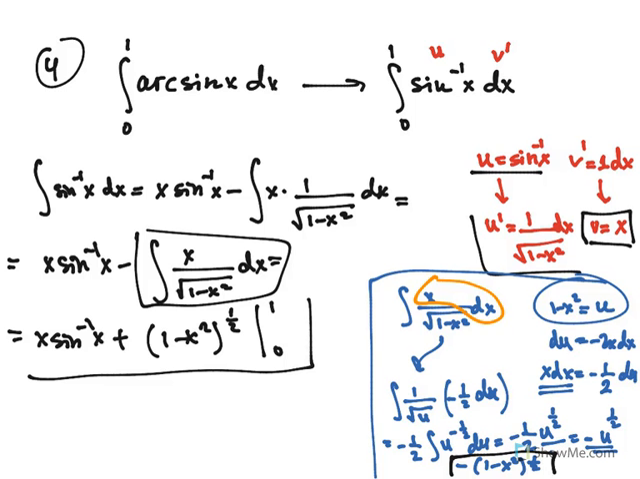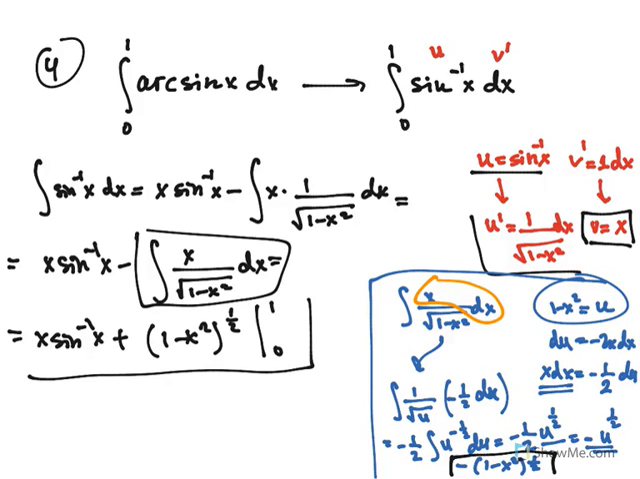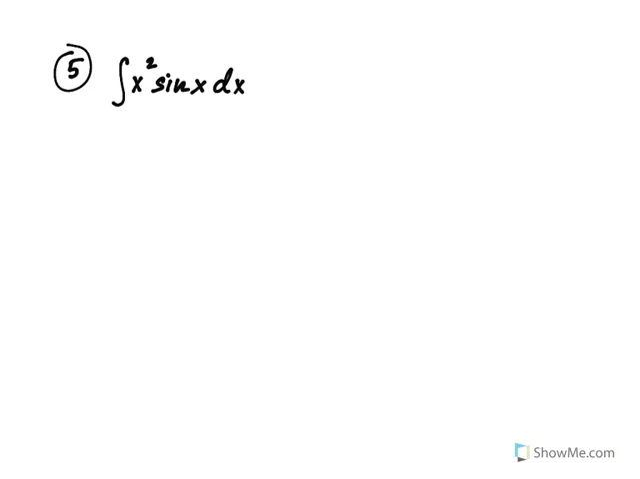I want to show you another example, and that's the only, I would say, complicated case where you have to use integration by parts, but twice. Okay, so remember this right here. So which one is going to be u? So it goes log, inverse, algebraic, trigonometric. So we have x squared and sine, right?